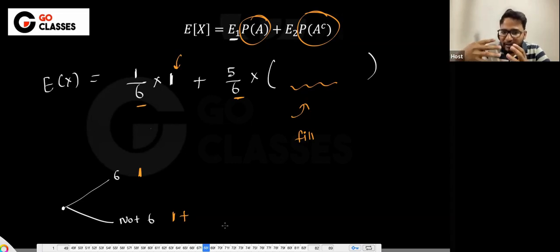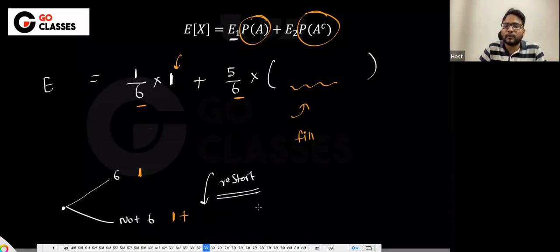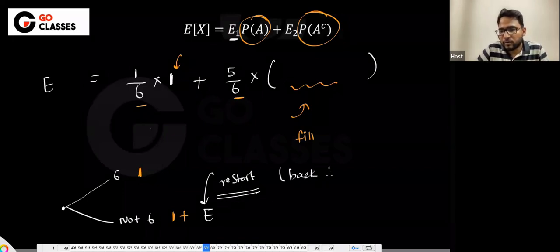So if E is the total number of rows that you need on average, E of X or whatever, let me just write E, then tell me, if you're restarting your process at this moment, how many more rows do you need? E only, right? Because in total E is needed, there was no use. You are back to square one.